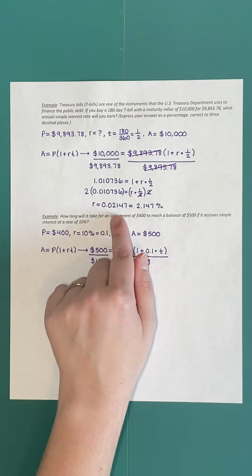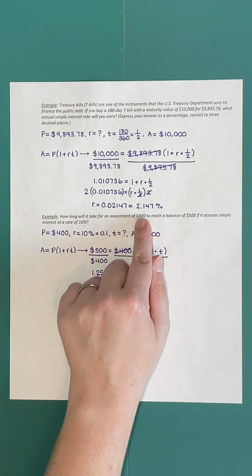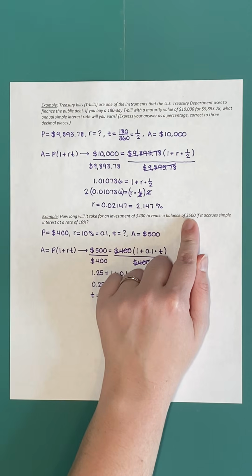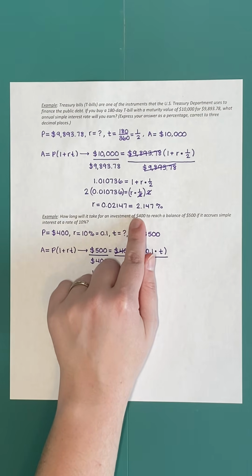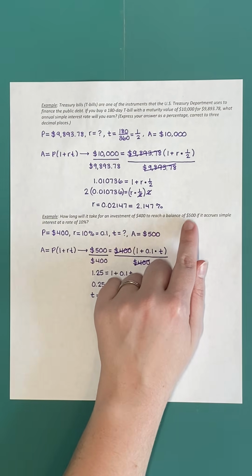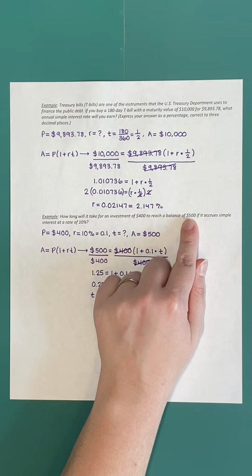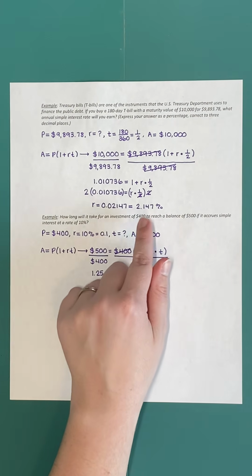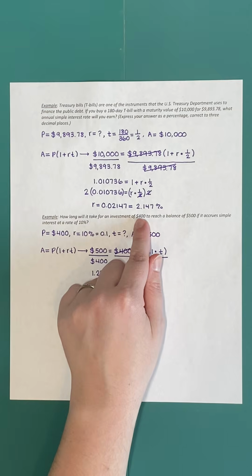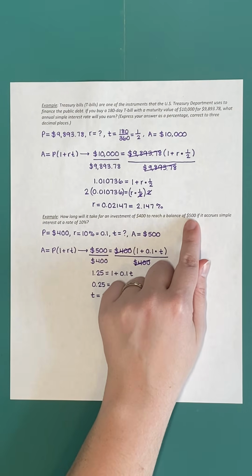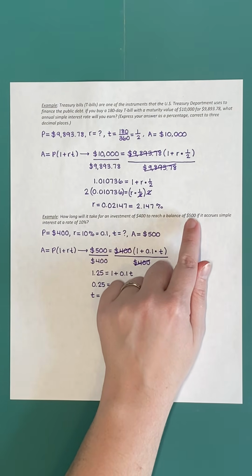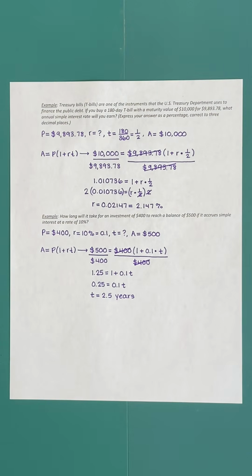So how long will it take for an investment of 400 to reach a balance of 500? So we're starting with 400 and we want to have a future value, an ending balance of 500. So that means our principal is going to be 400 and our account balance is going to be 500. As always, principal should be smaller than the account balance. Always, they will be related that particular way. So in this case, saying that P is 400, saying that A is 500 makes complete sense.